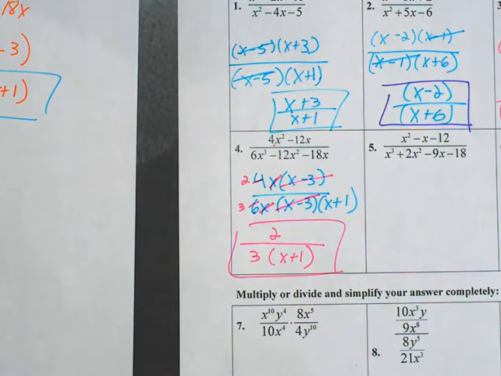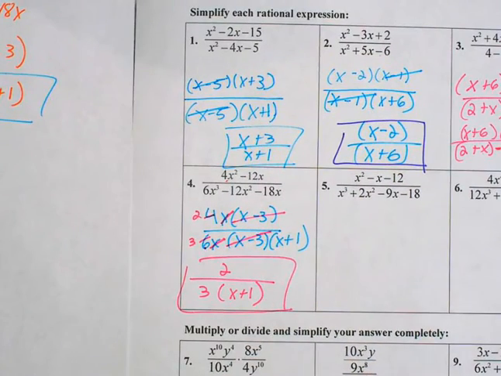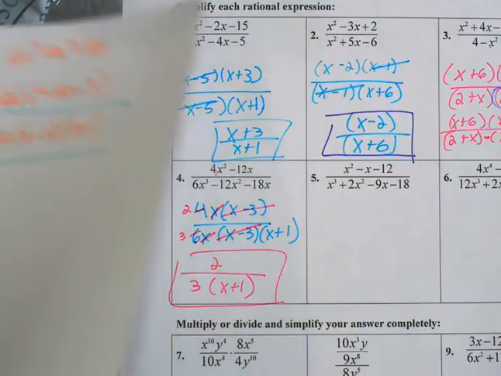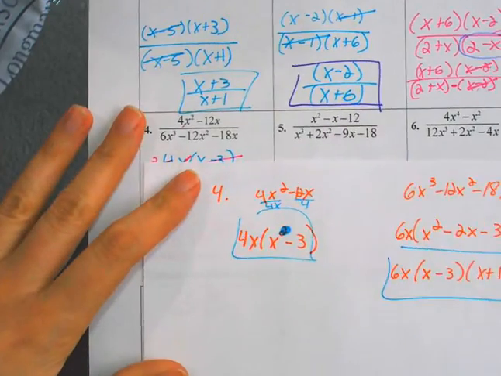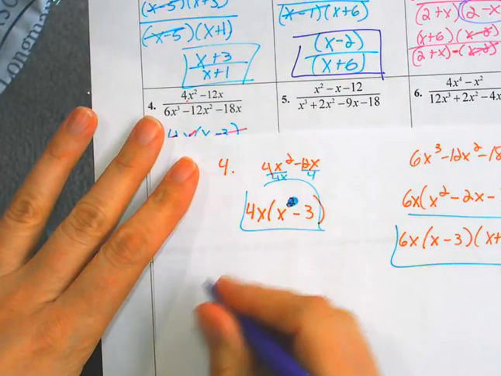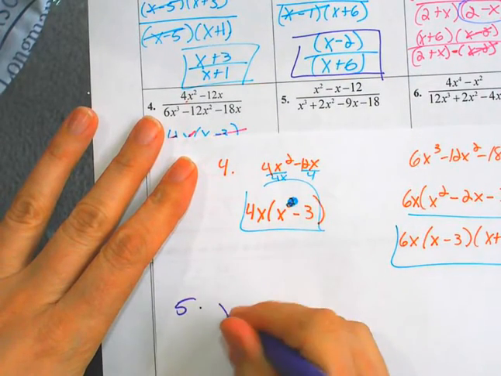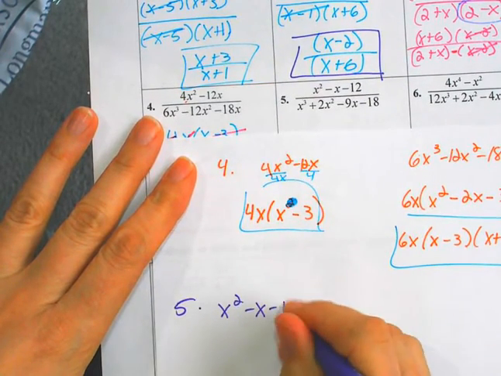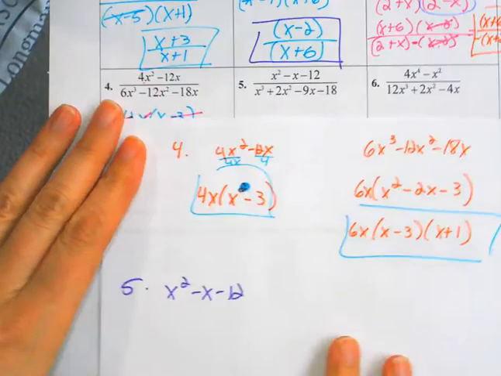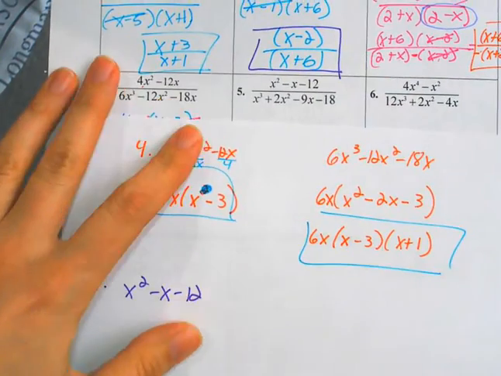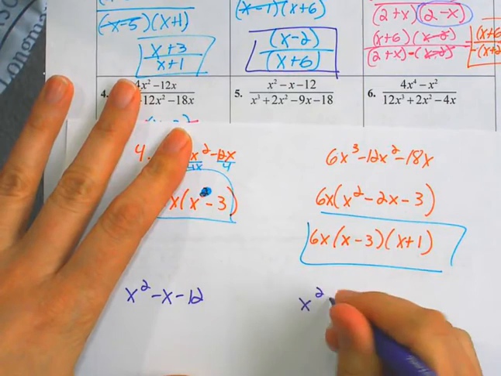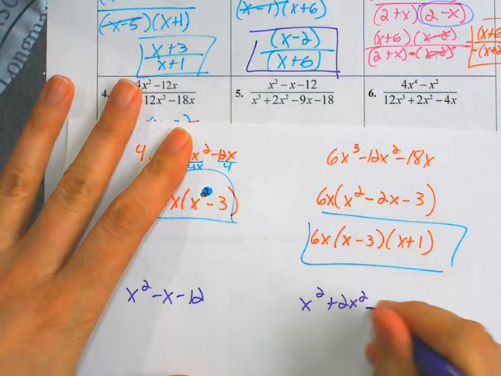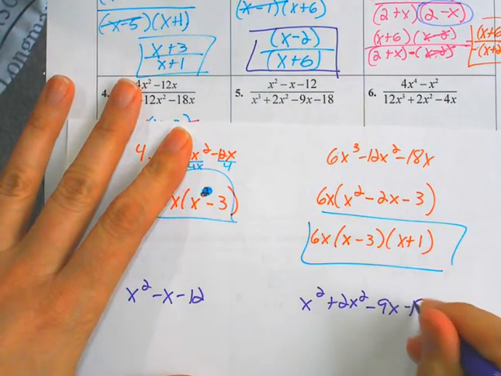Okay, let's keep going. Same thing. I'm going to go ahead and factor on another page just to keep things clean. All right, so for number 5, I have x squared minus x minus 12 I need to factor, and then I also have x cubed plus 2x squared minus 9x minus 18.